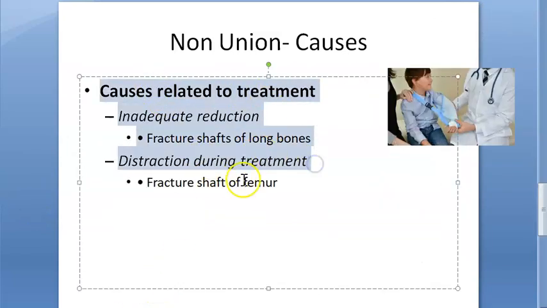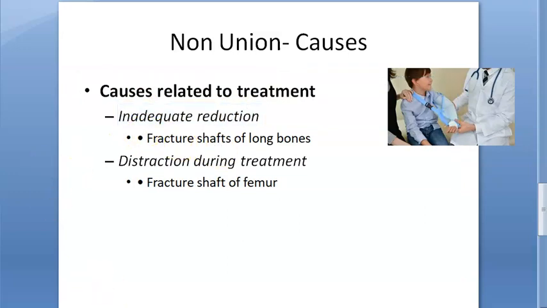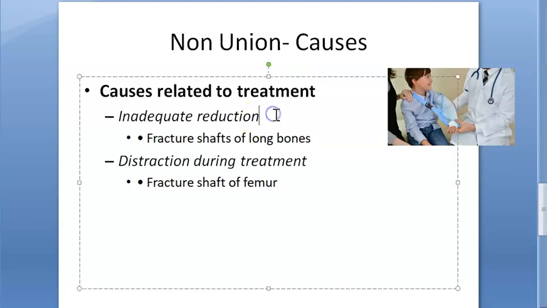Causes related to treatment, blame the doctor: inadequate reduction. You have to do closed reduction, open reduction and all that, but you didn't reduce the fracture. What do you mean by reduction of fracture? However you set the bone, that is reduction. Reduction means fix the bone. How will you fix it? The pieces must be put in close proximity to one another so that healing can occur.